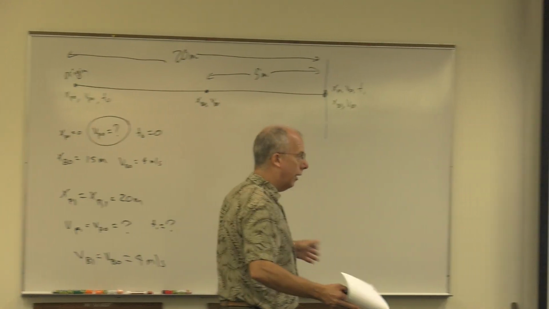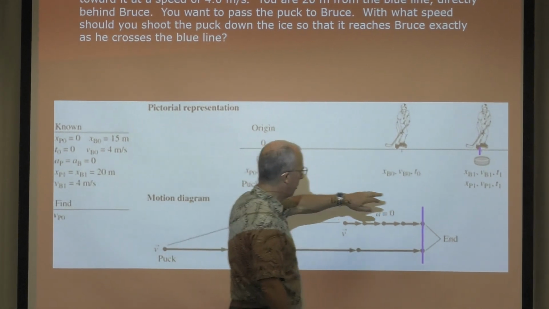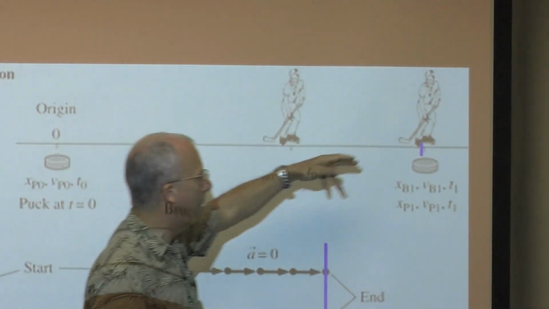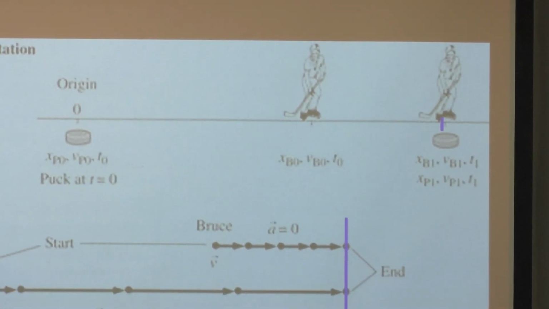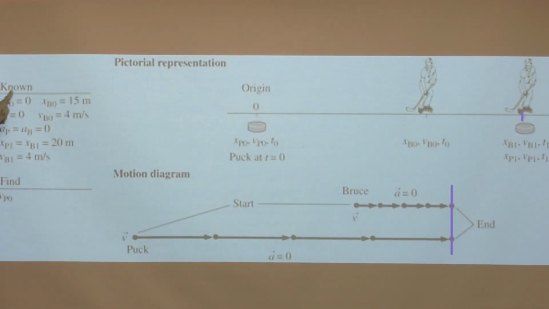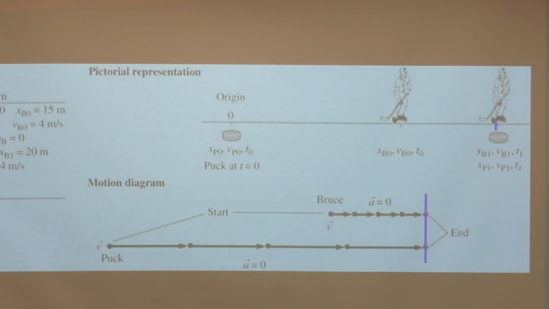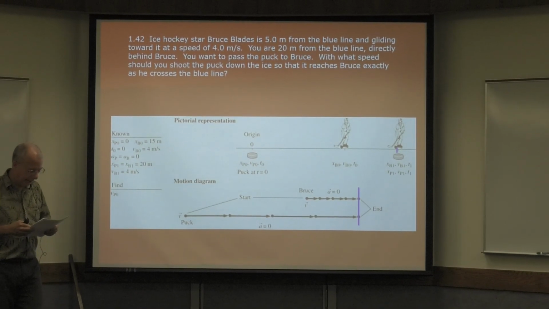Okay, so there's the book, all right? So the puck, initial, Bruce initial. If you want to draw the thing, go ahead. I don't bother. What Randy Knight does, he puts known, find. I just put it all here and I put a circle. Whatever you want to do, but do it something like this and you'll be great.